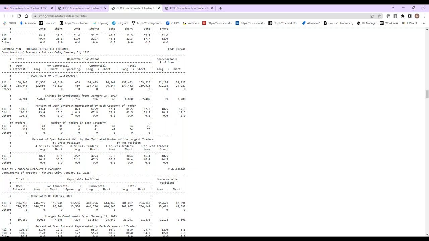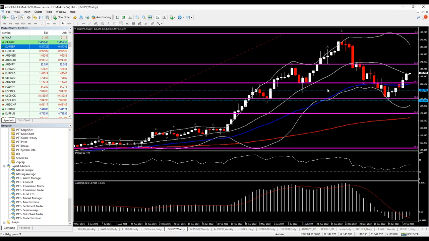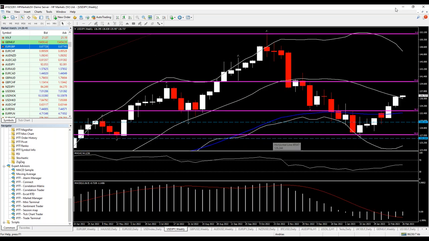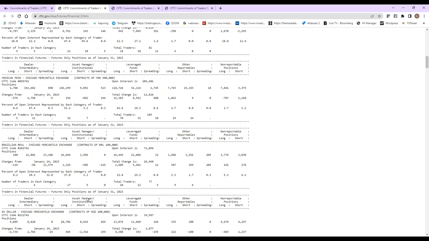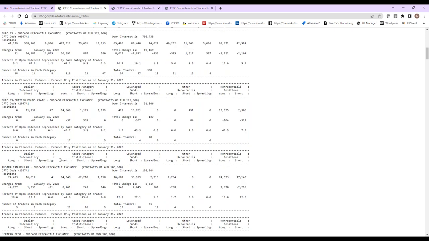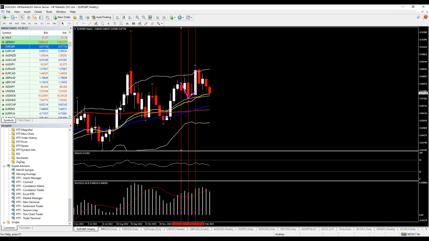Yen. Let's see, yen. Dollar yen. Non-commercial, commercial, 31, 55, 12, 80 for the euro. So it's euro dollar. Let's check euro dollar.